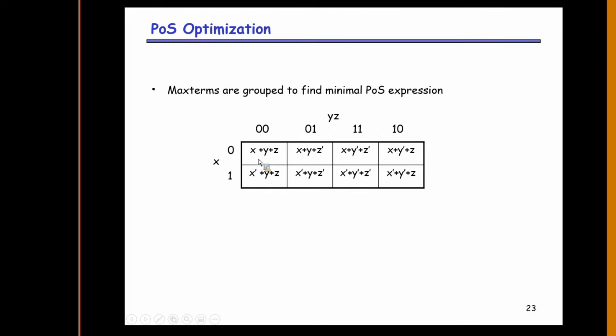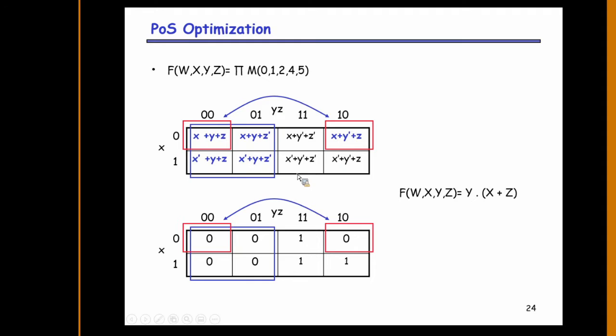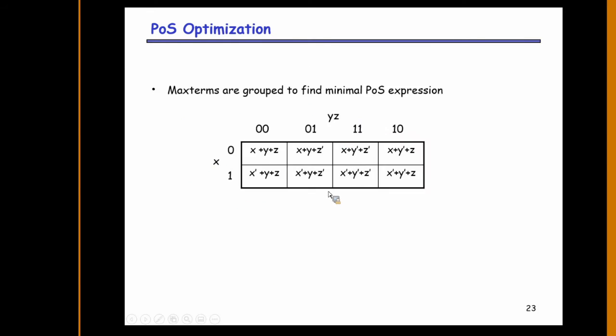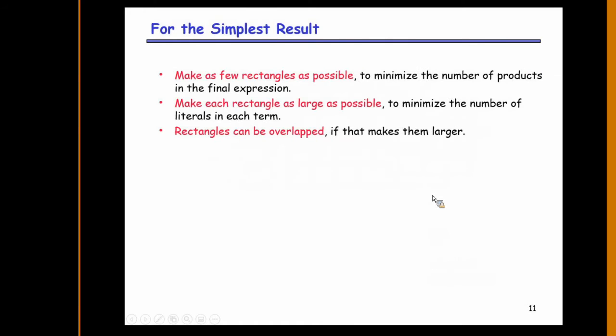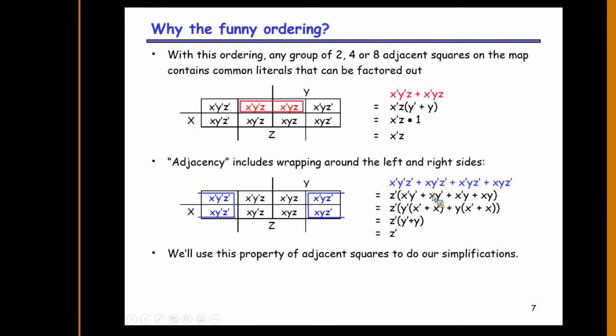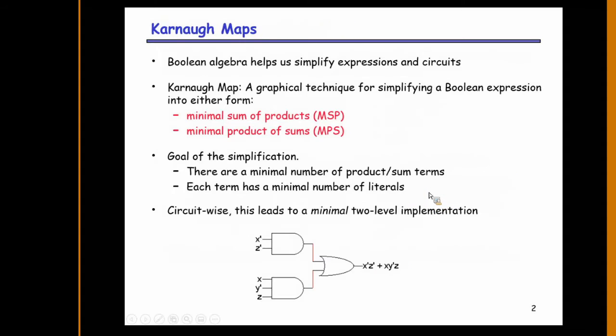Maxterms are the sum terms, so we have an OR symbol between the literals or variables. Like this we have to map, and mapping is nothing but, for example, now I have a function. For example, I am taking a function.